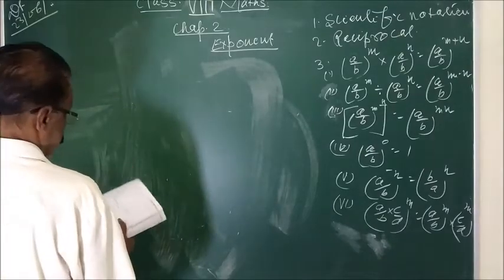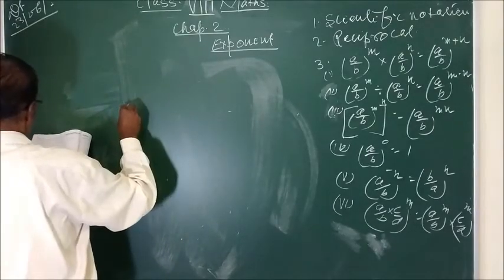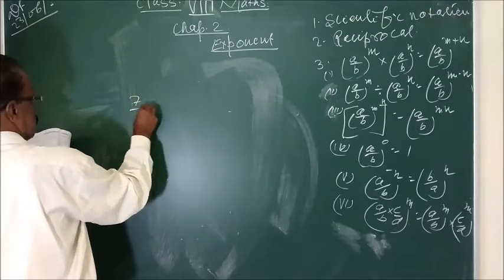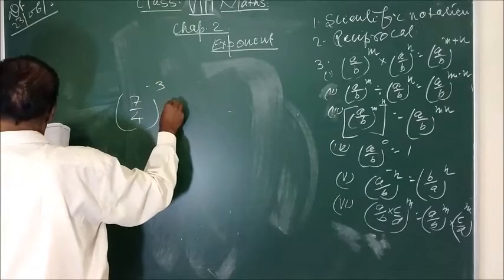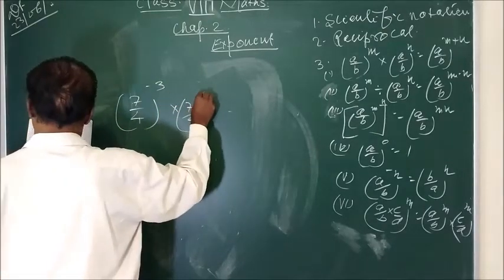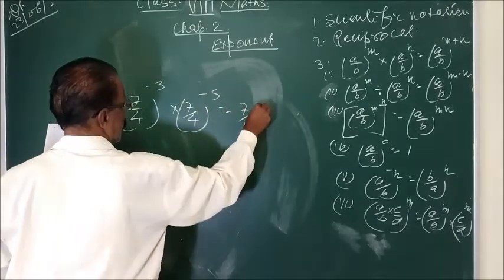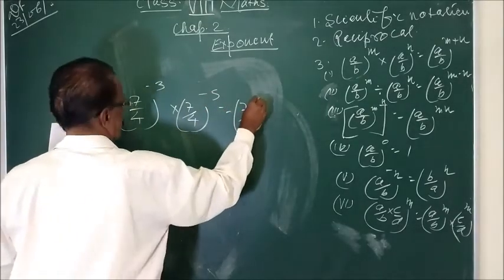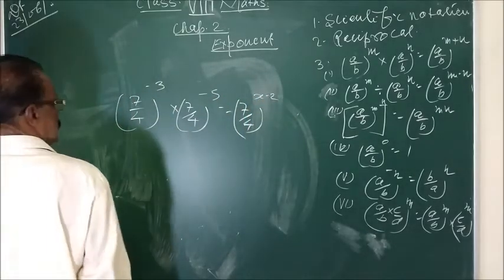Now you see. Now find the value of x. 7 by 4 whole power minus 3, and this is 7 by 4 whole power minus 5, and this is 7 by 4 whole power x minus 2. Now what is the value of x?